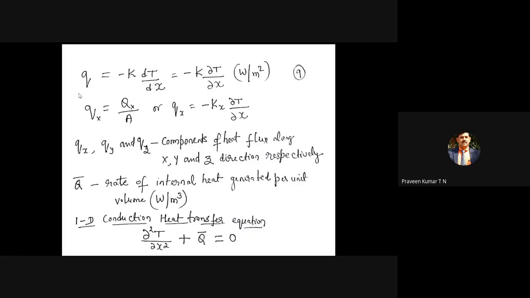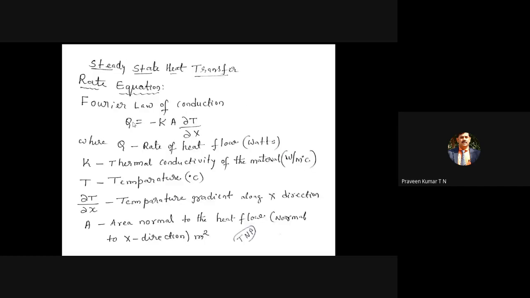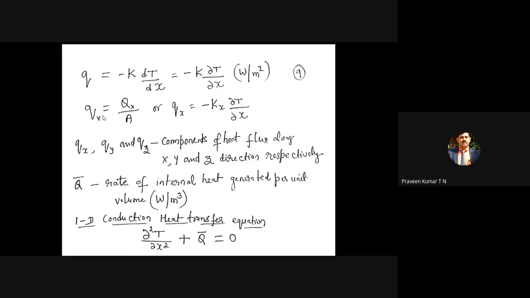But when you come to the lowercase letter q, there is a difference between Q and q. Uppercase Q refers to the total heat transfer rate, the total amount of heat transfer, which you can express in watts. But lowercase q is the heat flux. Normally it is referred to as heat flux: the total heat transfer divided by the heat transfer area. So total heat transfer is in watts, divided by area, so it is watt per meter square. It is almost like stress: the total force divided by area gives stress. In a similar way, heat flux.